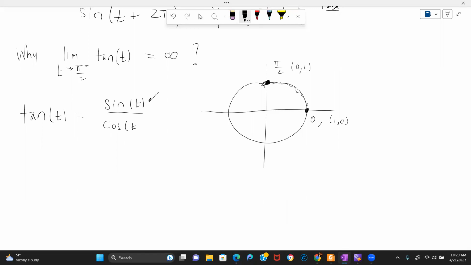Let's evaluate the limits of these two functions individually. If I take this point right here and look at the x coordinate, it's pretty big, close to 1. But if I go up here and look at the x coordinate, it's getting smaller, closer towards the origin. Finally, up here, the x coordinate lands right here. These x coordinates are getting smaller and smaller, so the limit of cosine of t as t approaches pi over 2 is going to be 0.